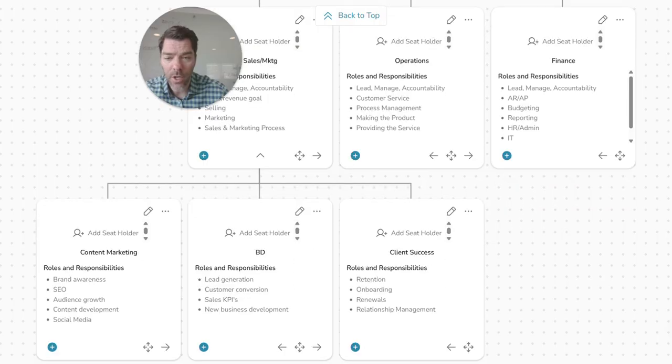And so looking at the structure, what I determine is the right and best structure for this example organization is I need someone who's accountable for content marketing, right? Just the function, not the title. That's what they're accountable for, content marketing as a seat.